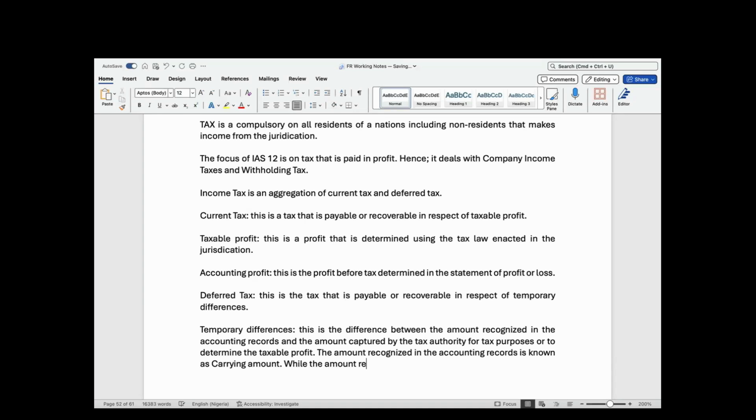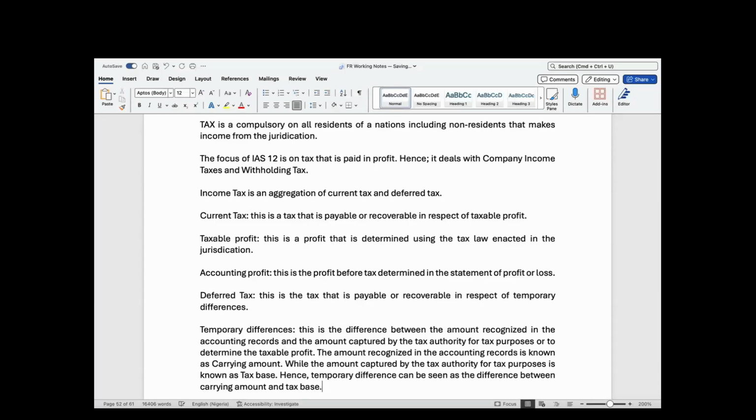While the amount recognized, I wrote accounting records again. Okay, while the amount recognized or the amount captured by the tax authority for tax purposes is known as tax base. Hence, temporary difference can be seen as the difference between carrying amount and tax base.